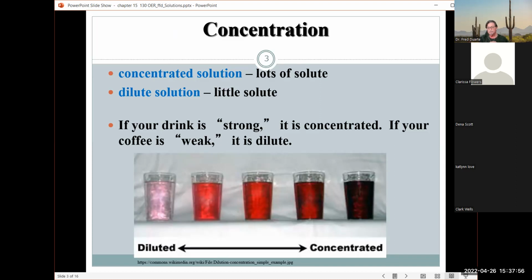So concentration, this is pretty self-explanatory, right? We have concentrated solutions and we have dilute solutions. And so if you look at this, it looks like a glass of Kool-Aid. You know, obviously in the far left, you have less of the solute, okay? On the far right, you have more of the solute, and therefore you have a stronger color. So by looking at this, you can see, hey, the one on the left is pretty diluted compared to the one on the right.